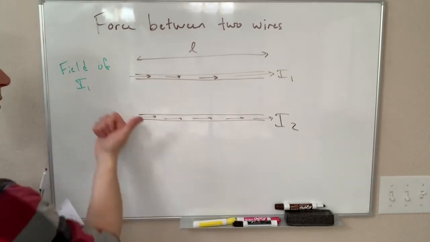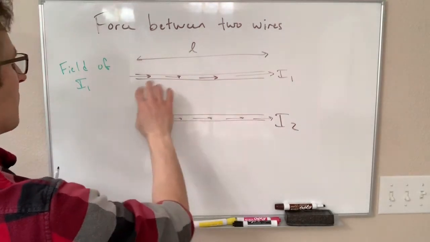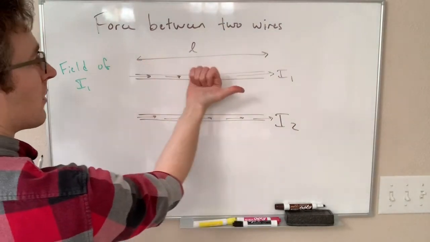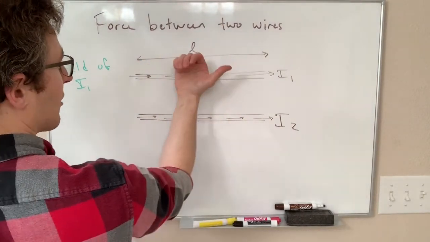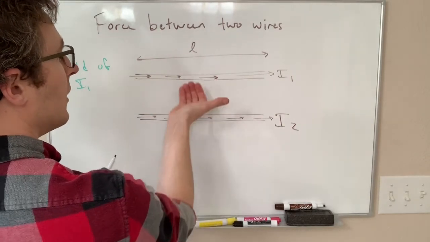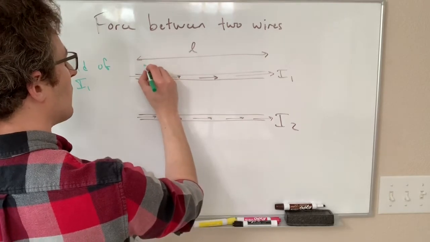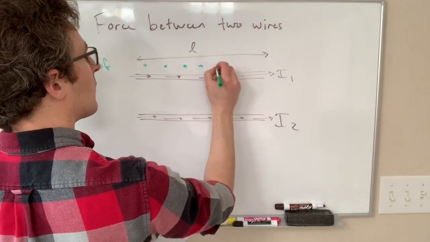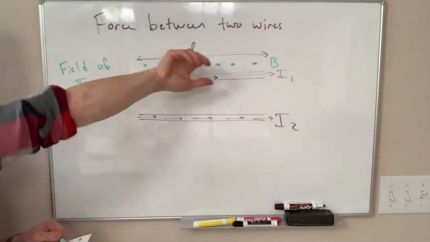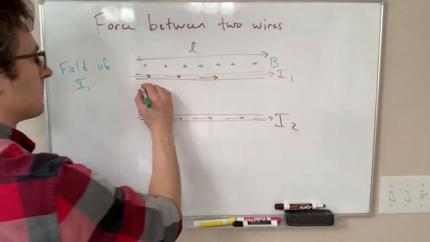So for this, we put our thumb in the direction of... this is the field of a wire. To figure out what direction the field of a wire is in, we put our thumb in the direction of the current, and our fingers are wrapping around that wire in the direction the field is going. So that means above the wire, it is coming out of the board, and below the wire, it is going into the board.